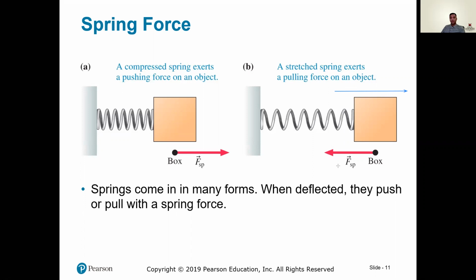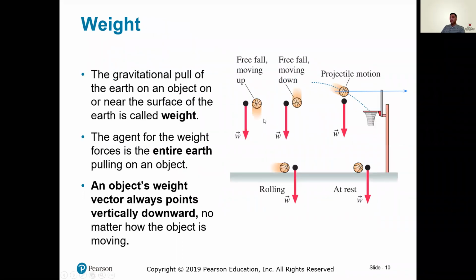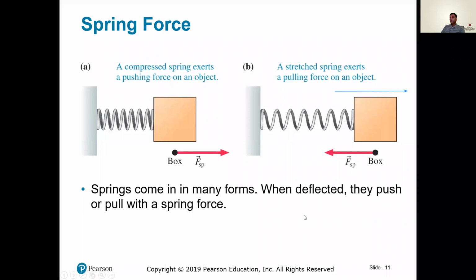So spring force does not have a constant direction. It doesn't always apply in the same direction, unlike the gravitational force. No matter where you go, the gravitational pull is always straight vertically downward. But for spring force, that's not the case. It changes depending on what kind of action has caused it. So if you stretch it, it will go from right to left. If you compress it, it is going to go from left to right.